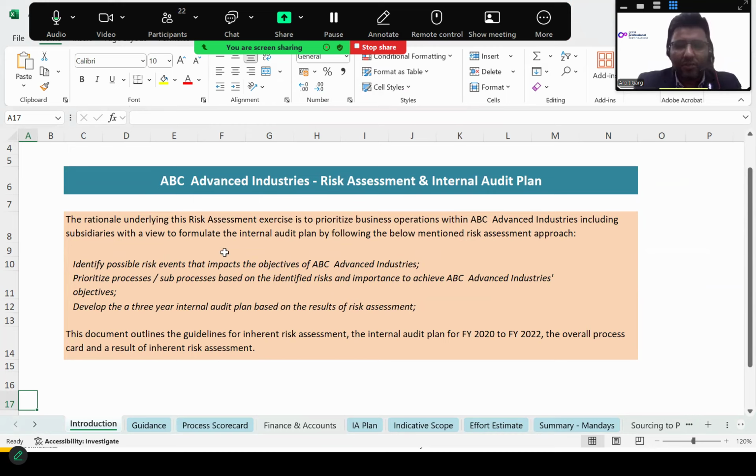Basically, we start with an introduction, wherein we say that we are trying to identify possible risk events that will impact the objectives of company X. We'll prioritize processes and sub-processes based on the risk and the importance, and we are trying to develop a plan.